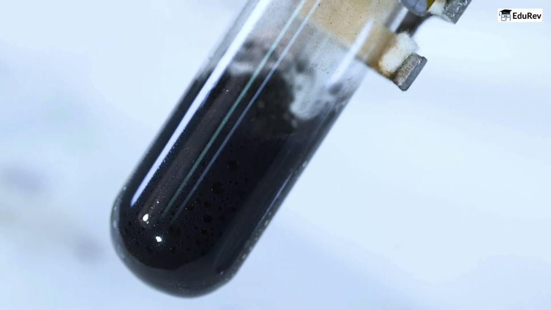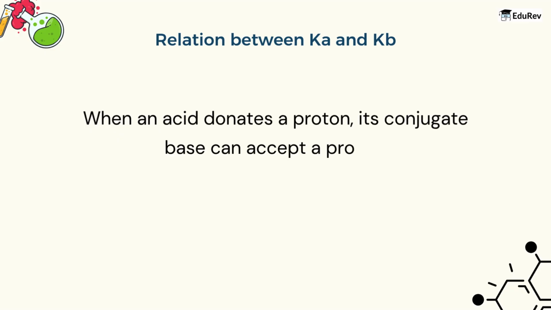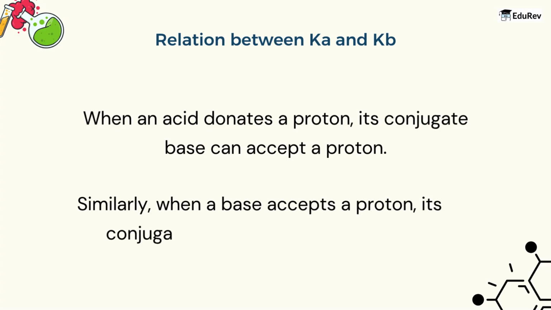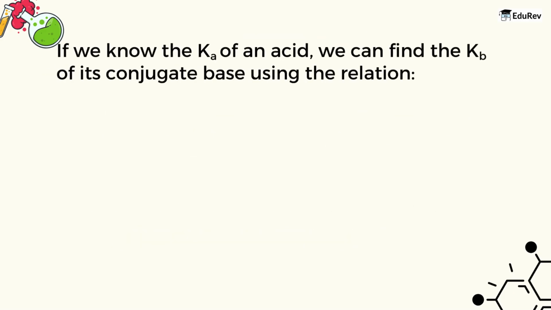Let's now understand the relation between Ka and Kb. When an acid donates a proton, its conjugate base can accept a proton. Similarly, when a base accepts a proton, its conjugate acid can donate a proton. If we know the Ka of an acid, we can find the Kb of its conjugate base using the relation Ka times Kb is equal to Kw. At 25 degrees Celsius, Kw is equal to 1 x 10^-14.